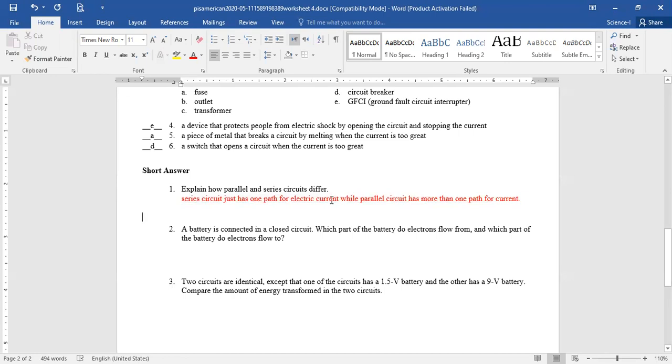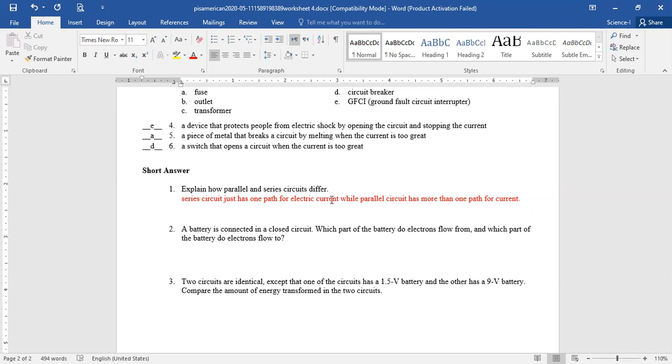But I just ask. Also, we can say in a series circuit, all the loads share the same current, while in a parallel circuit, all the loads share the same voltage but different current. Because in a parallel circuit, all the loads are connected directly to the electric source, so they share the same voltage, but each load could consume whatever current it needs.